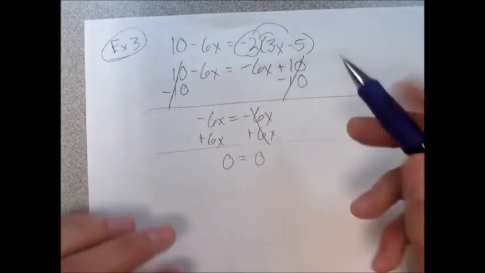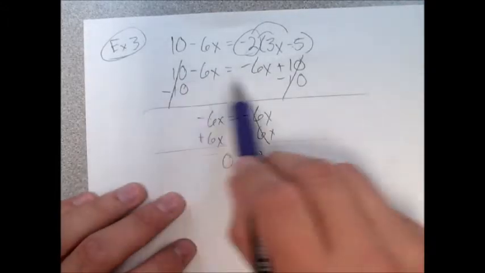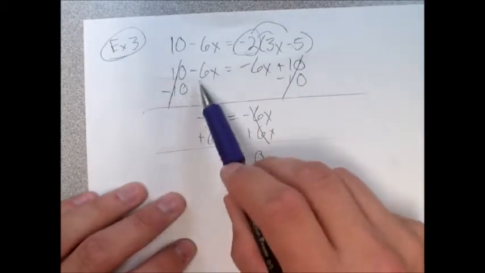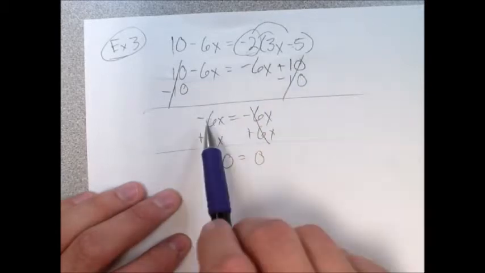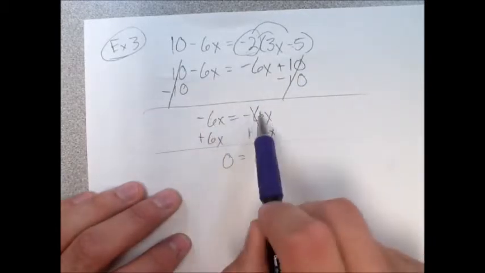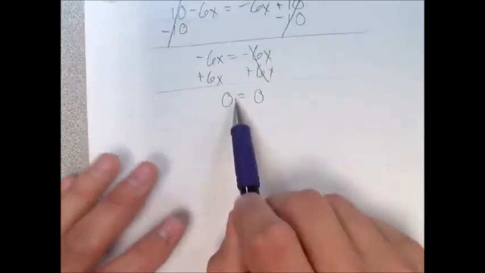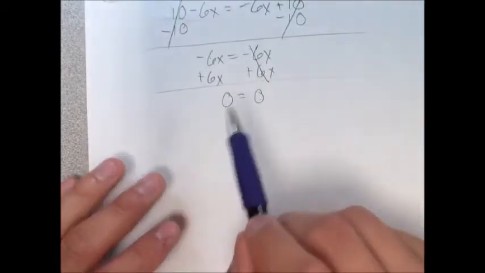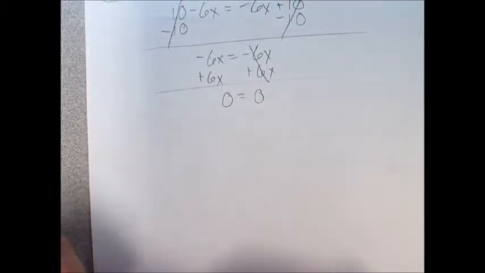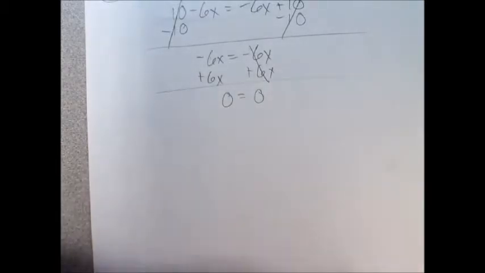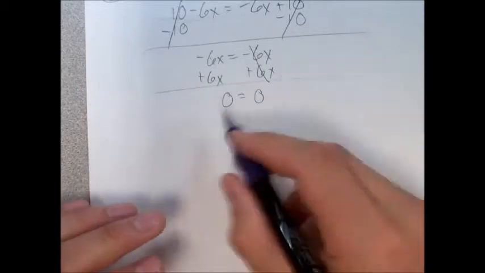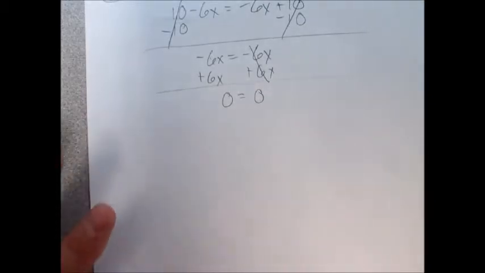But the point is, at every single step here, I saw something that was definitely true, right? 10 minus 6x is the same as negative 6 plus 10. And then over here I saw negative 6x is the same as negative 6x. And now I'm at my very final step, 0 is the same as 0. Is that true or false? It's true. When is it true? Resounding always should be coming out of your mouth. So it's always true. 0 is always equal to 0 no matter how we try to word it, right?